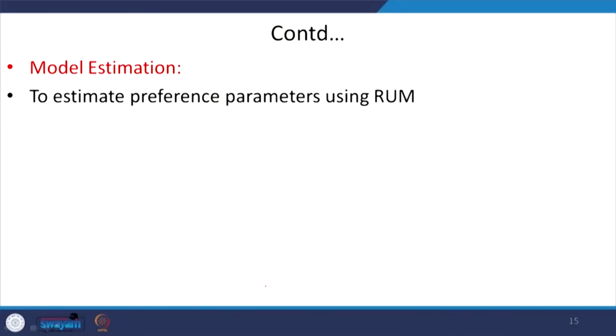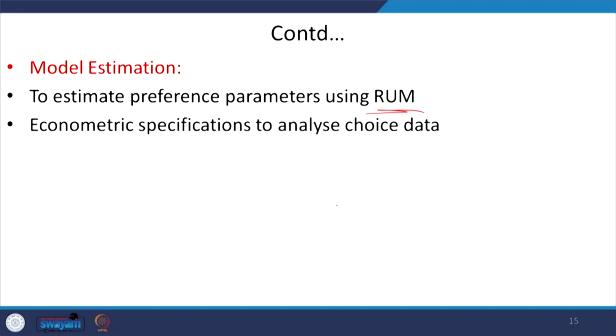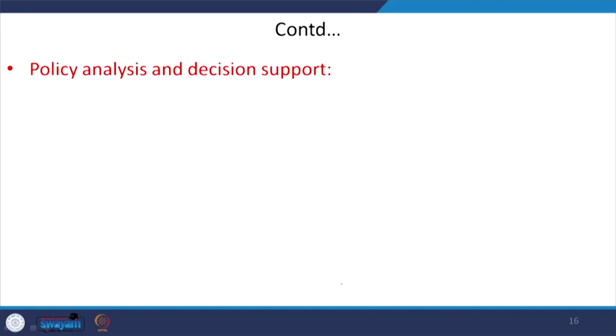So, for estimating the model, we can use the preference parameters using the random utility model, and we can also use the econometric specifications that we have already talked about, the Logit model, or the models that we have discussed to analyze multinomial logits, which we can also use in choice data. And for policy analysis and decision support, this is the last application stage: whatever results we are estimating, we will now apply to the decisions, or based on these results we will be taking the decisions.